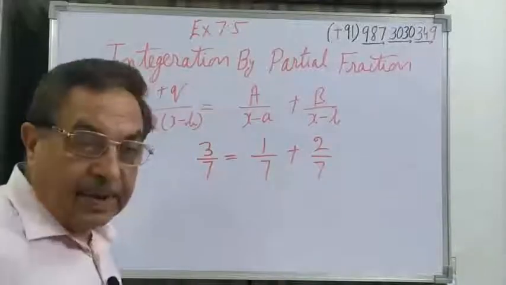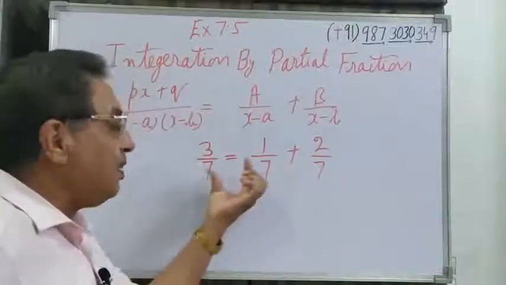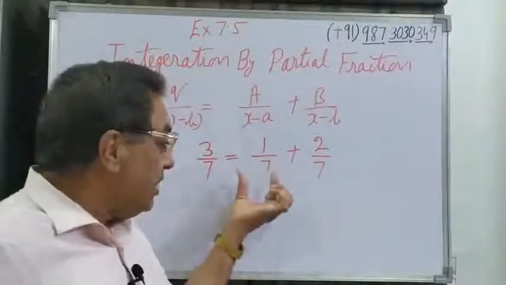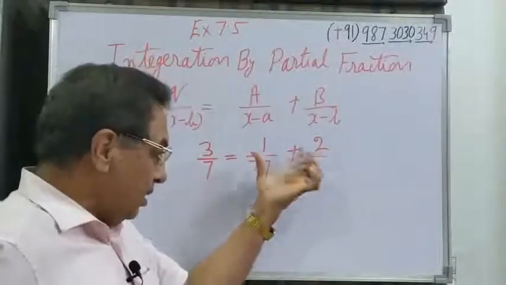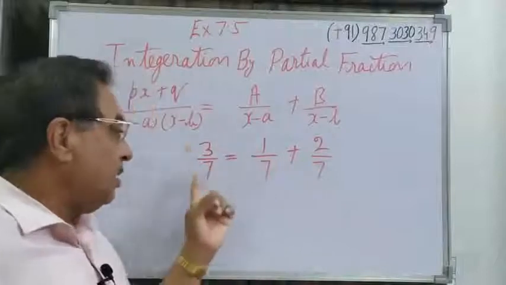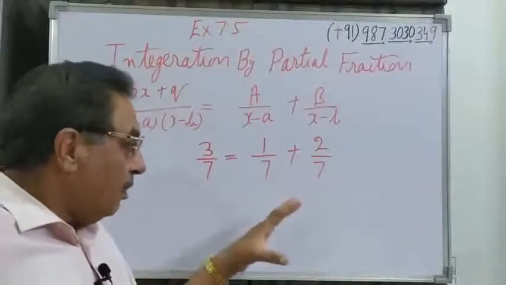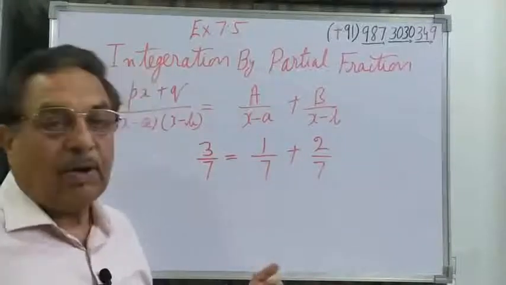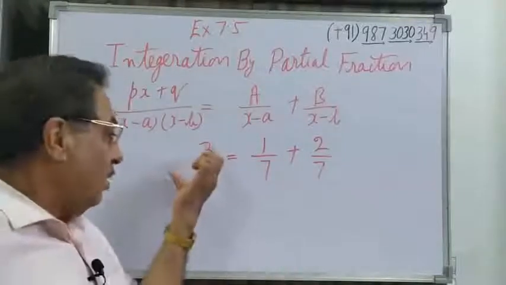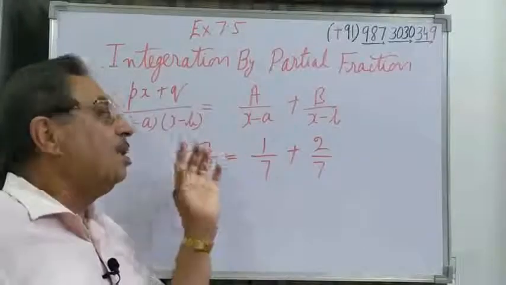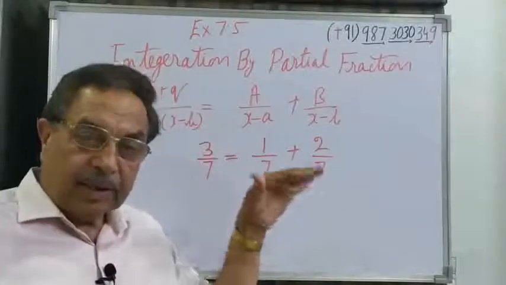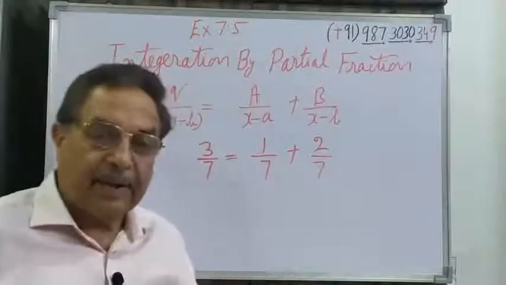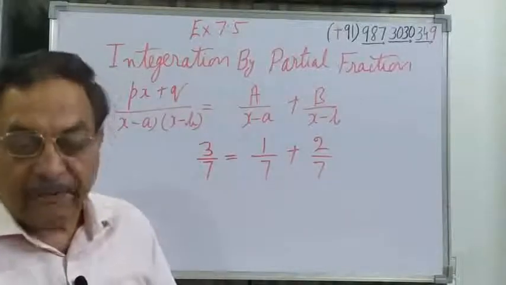It doesn't make any difference. Now 3 by 7 has been simplified into 1 by 7 plus 2 by 7. So the sum of these two is again 3 by 7. On the other hand, they have become quite simplified. So this is called the partial fraction. A fraction is divided into 2, 3 or 4 fractions that are simplified. This is what is called the partial fraction.